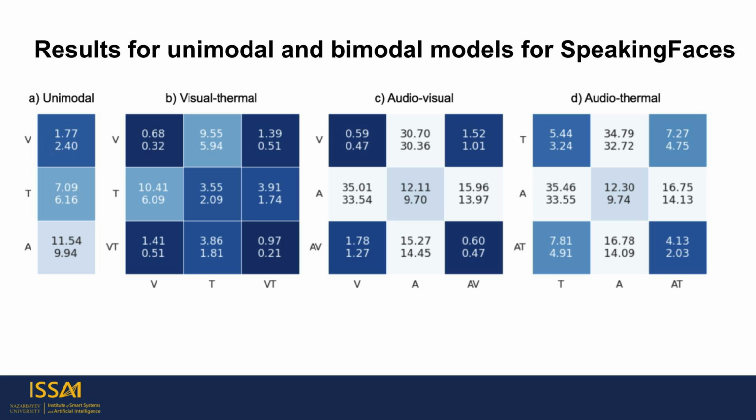Part A shows the results for unimodal models. Parts B to D include evaluations for cross-modal and multimodal pairs. In these parts, the modalities on the horizontal axis correspond to the given modalities of person ID1, while those on the vertical axis correspond to the given modalities of person ID2. The darker the shade of the cells, the lower the equal error rate, indicating better performance.